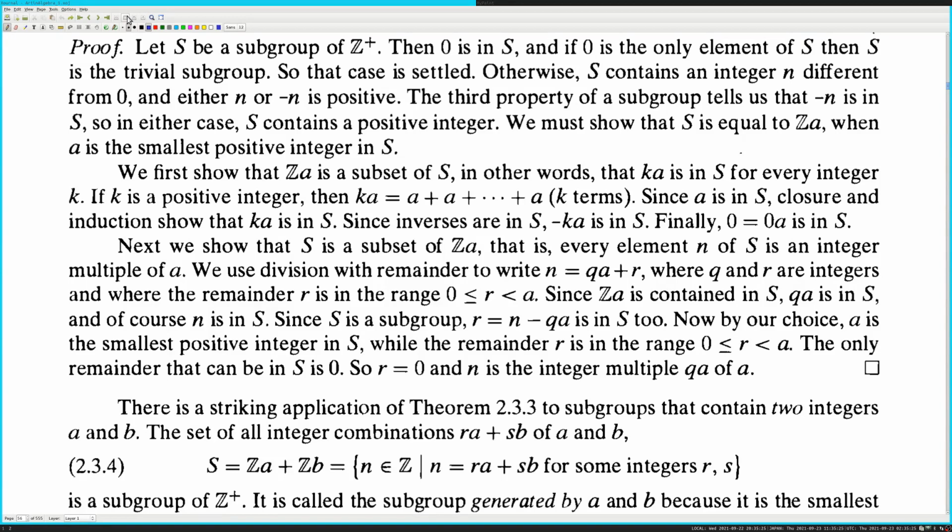Since ZA is contained in S, QA is in S, and of course N is in S. Since S is a subgroup, R equals N minus QA is in S too. Now by our choice, A is the smallest positive integer in S, while the remainder is strictly between 0 and A. The only choice for R is 0, so R is equal to 0, and N is a multiple of A. Okay, that makes sense. This proof makes perfect sense to me.